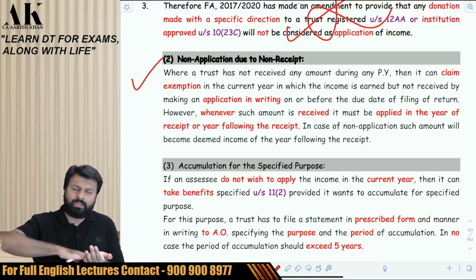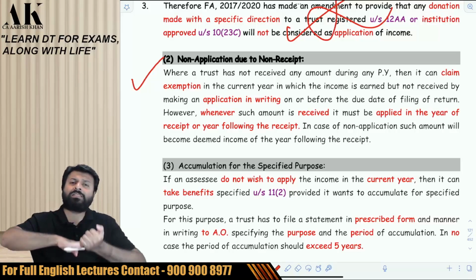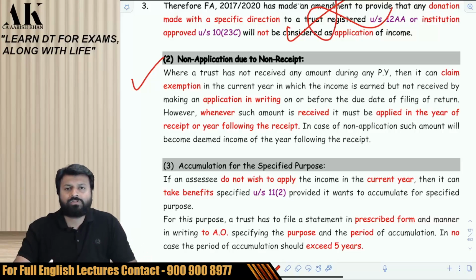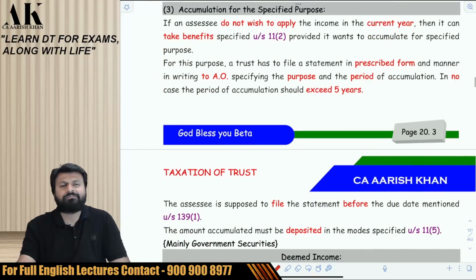Whenever you receive money, apply that money for the objects of the trust in that year or in a subsequent year. So in a subsequent year, if you do not apply, it will be income of the subsequent year. Okay. This is what is written over here.